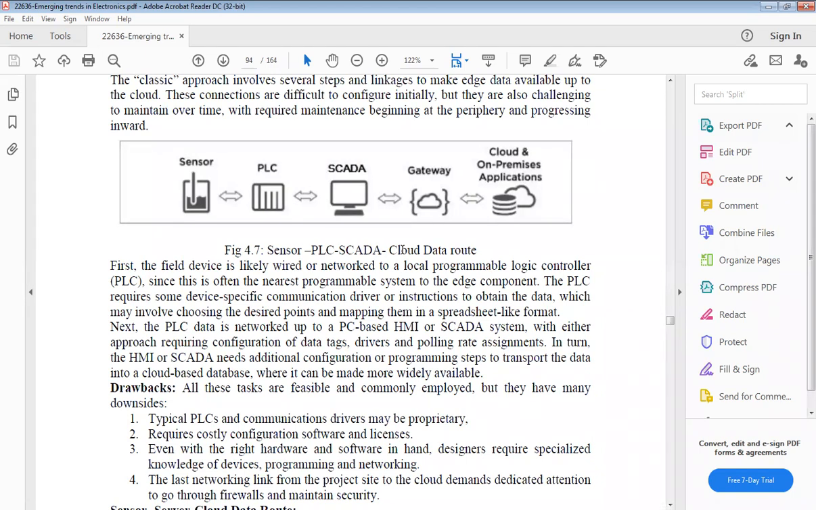So whatever data is collected from a number of sensors through the PLC, the PLC may require some drivers. That data is coming from different sensors, it's combined together, and it is inserted in a spreadsheet-like format. So an Excel sheet is generated.